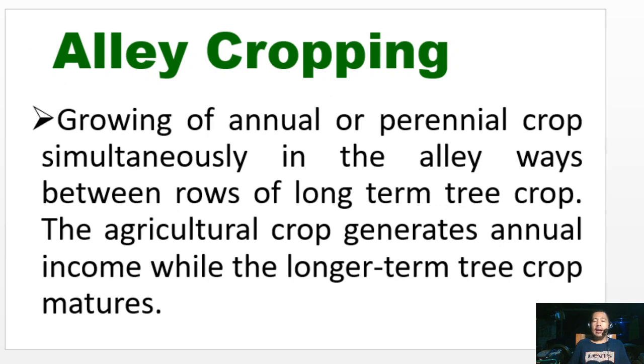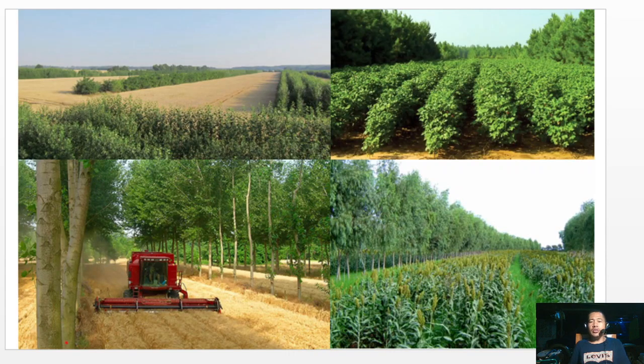Next is alley cropping. Alley cropping is the growing of annual or perennial crops simultaneously in the alleyways between rows of long-term tree crops. The agricultural crop generates annual income while the longer tree crop matures. So the difference between alley cropping and forest farming is that the space for your annual cash crops in the alley system is wider, and it is in the open field between the hedges of trees. So in forest farming, your annual crops are planted under the canopy.